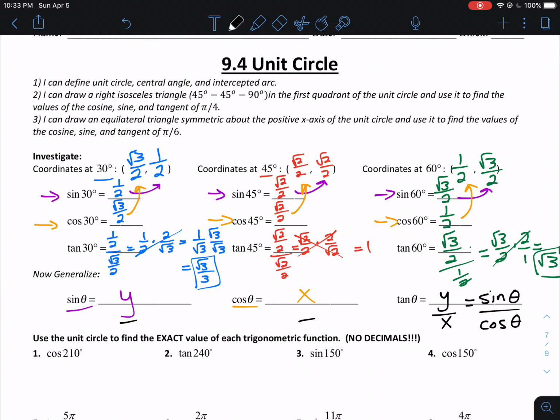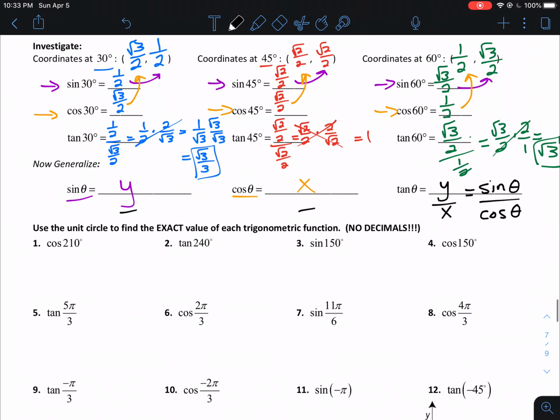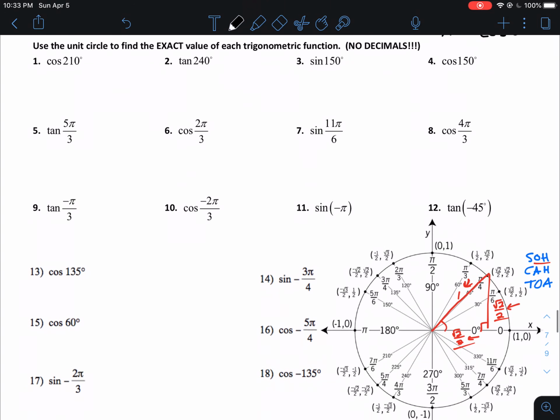What that means, though, is that now it's going to be a lot easier to evaluate certain values, especially if they're on our unit circle. Let me show you what I mean by that. So, it says use the unit circle to find the exact value of each trigonometric function, no decimals, meaning that I don't want you to put it in the calculator, so no calculator at all.